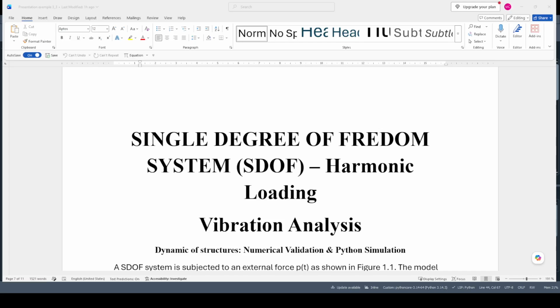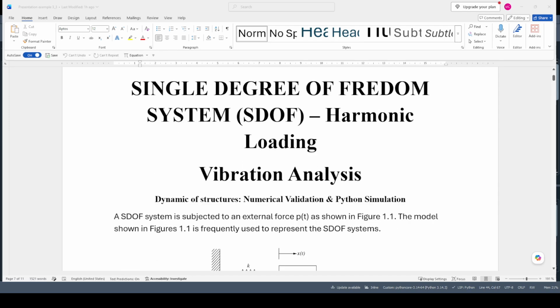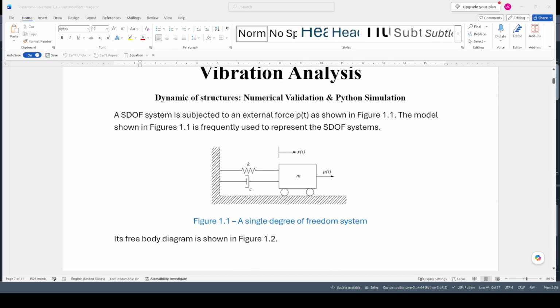Good morning. Today we can talk about the dynamic magnification factor. To talk about this value, we remember the case seen in the precedent video. We study a single degree of freedom system with an applied force of type harmonic. So the loading is a harmonic loading.